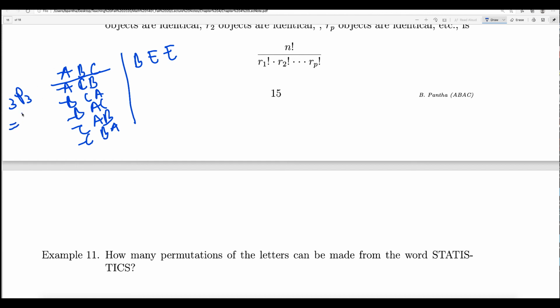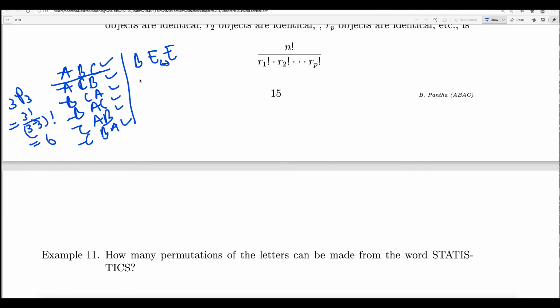So that will give you 3 factorial over 3 minus 3 factorial. That will give you 6. Now you can count here 1, 2, 3, 4, 5, 6, right? But if some of the objects are repeated, for example, the second time you change the order of E and E, you will get the same thing, right?